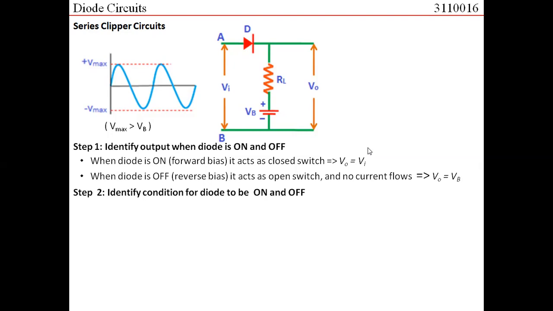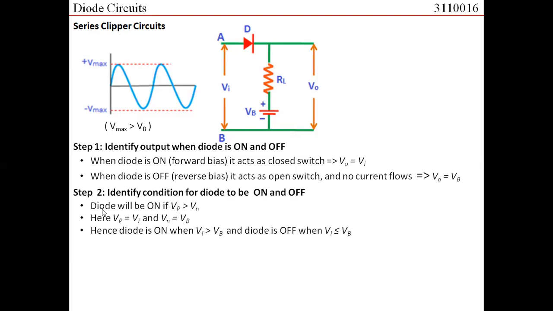What is the second step? Identify the condition for the diode to be on and off. It means that with respect to input, when the diode would be on and when the diode would be off. Again, let us remind ourselves that the diode is forward biased, the diode is on, if the voltage at the P terminal is higher than the voltage at the N terminal. Now let us try to understand what is the voltage at the P terminal. Vin, the input voltage, is available at the P terminal. And what is the voltage available at the N terminal? The voltage available at the N terminal is VB, because this is directly connected with VB.